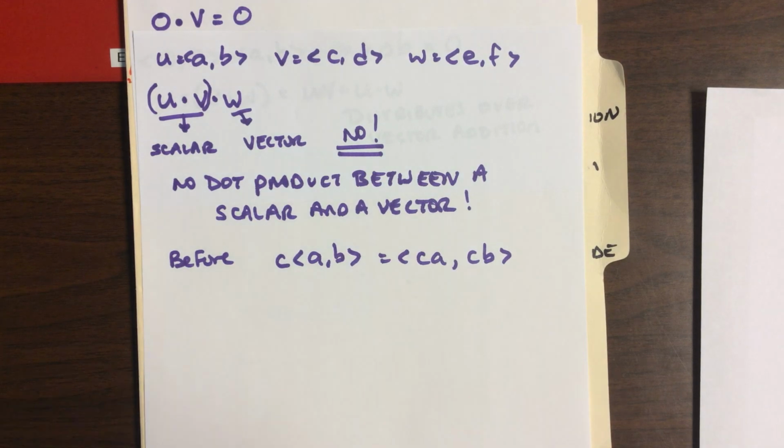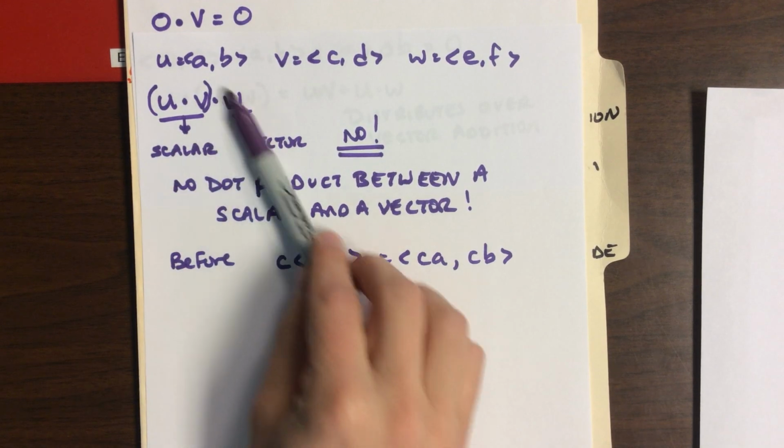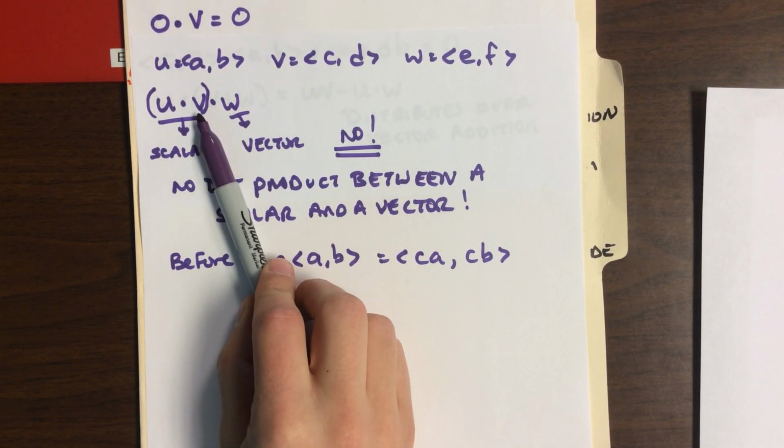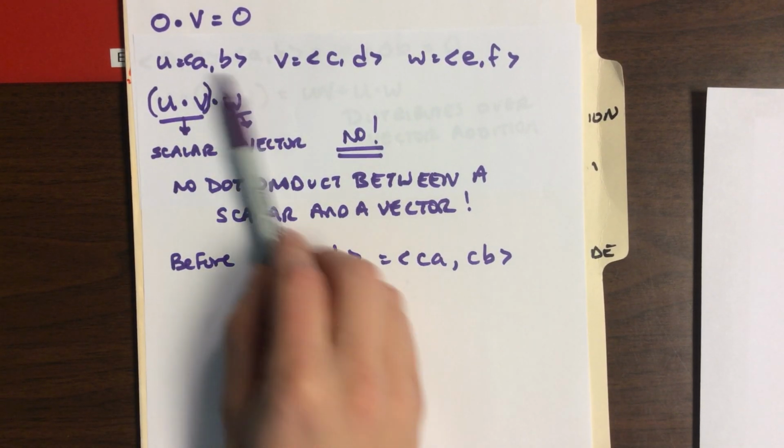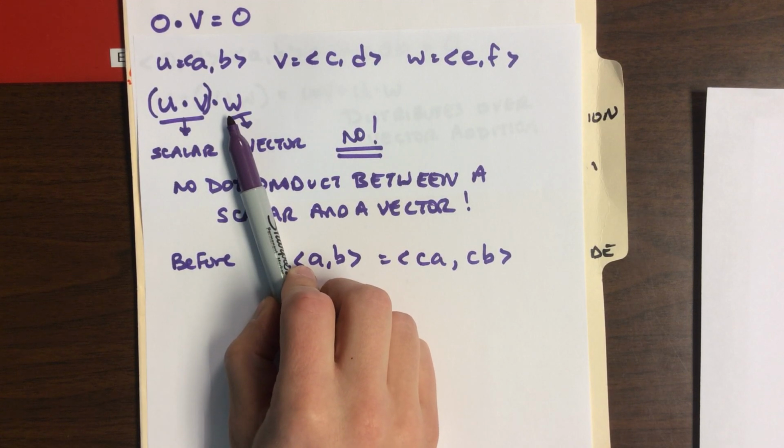So if there were three, do you do the dot product of the first two? You just can't do it. You just cannot do this. If you see that, there's no solution. You see this? It's nonsense.